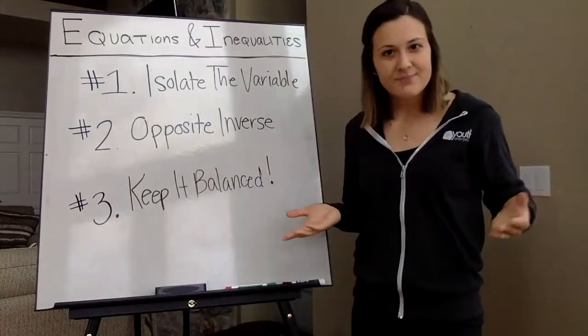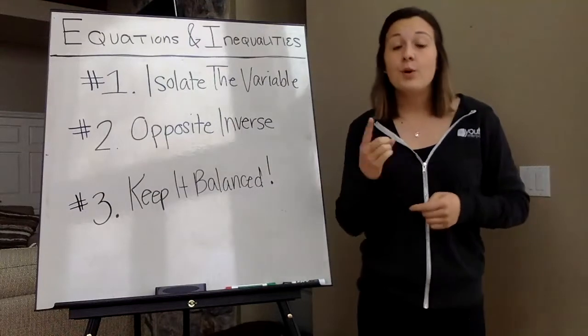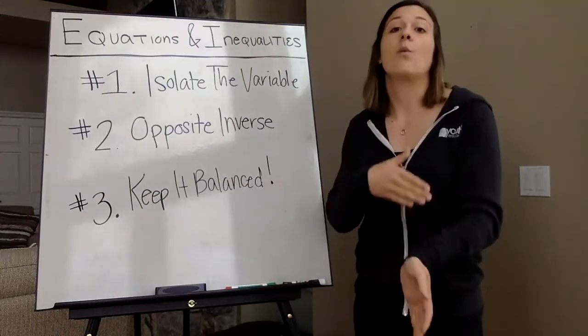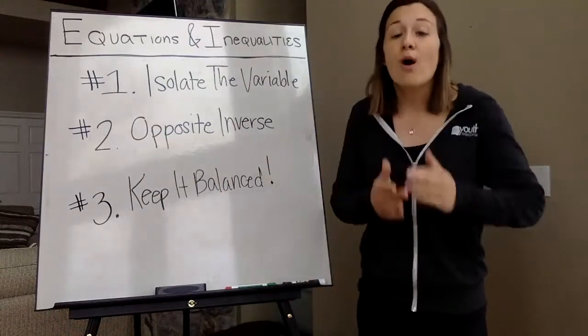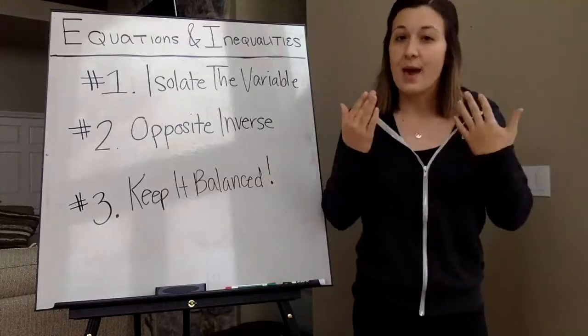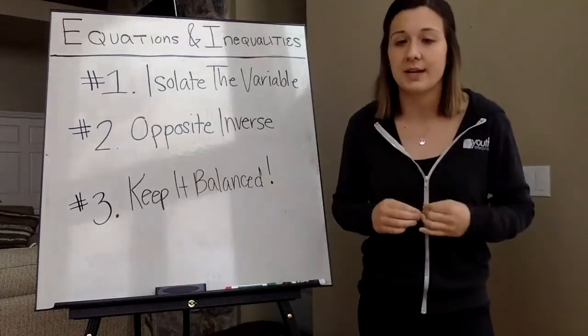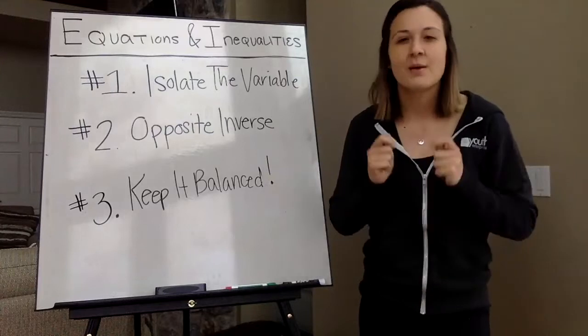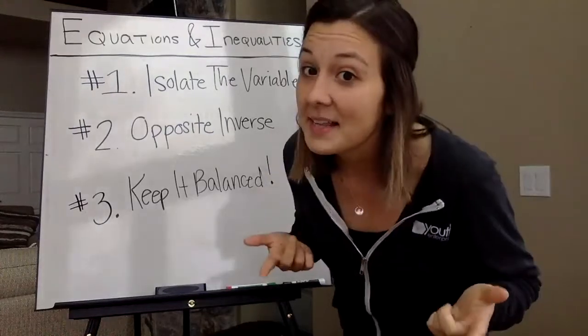Keep it balanced. It means that whatever you do to one side of your equal sign or one side of your inequality, you also have to do to the other. You have to keep your equations and your inequalities balanced. We'll talk about that a little bit more. Let's do some examples.